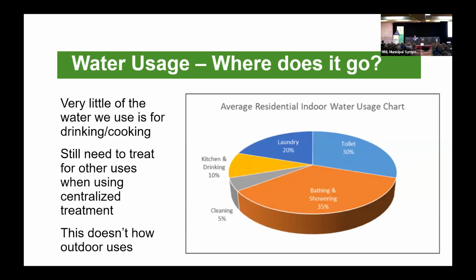Even if we look at the water we use, this pie chart here is showing average residential indoor water use. So we're not even looking at water that we use outside. This is just inside our homes. And about 10% of the water we use inside our homes is actually water that we're drinking or using for cooking. Most of our water inside our homes is being used for bathing, showering, toilets, laundry.